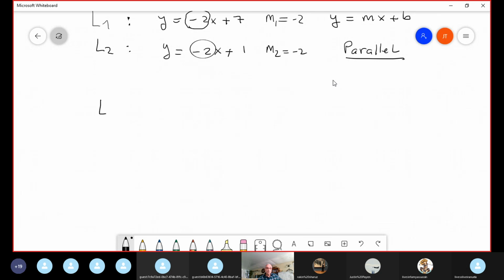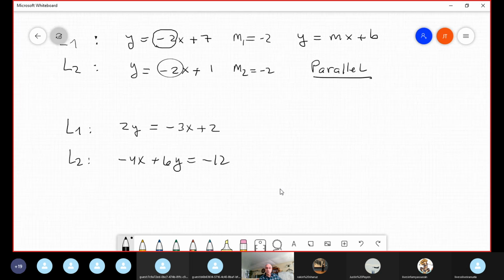Suppose line 1 is 2y equal minus 3x plus 2. And line 2 is minus 4x plus 6y equal minus 12. Okay, determine whether the lines are parallel, perpendicular, or neither. Oh, I have no idea. I'm lost. Okay, no problem. Okay, what should I do?